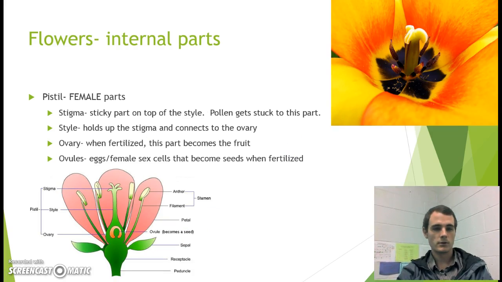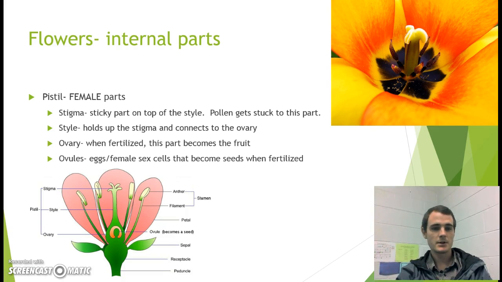So the pistil. The pistil is the female parts of the flower. It is made up of 4 organs. It is the stigma, the style, the ovary, and the ovules. So within the pistil, there's the stigma. That is at the top of the flower in the upper right-hand corner. You can see at the very top of that flower is the whitish yellow colored stigma.